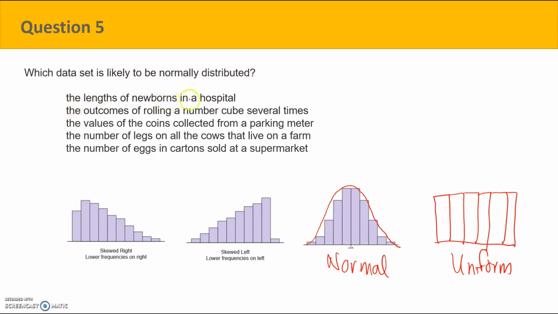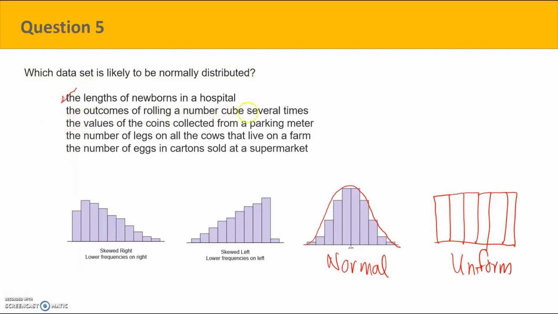So the length of a newborn in a hospital. Okay, so if you go into a hospital, babies will have various lengths. Some will be short and some will be tall, but for the most part, they're all distributed in the middle. So number 1 will be a normal distribution. We'll put a check mark for that.